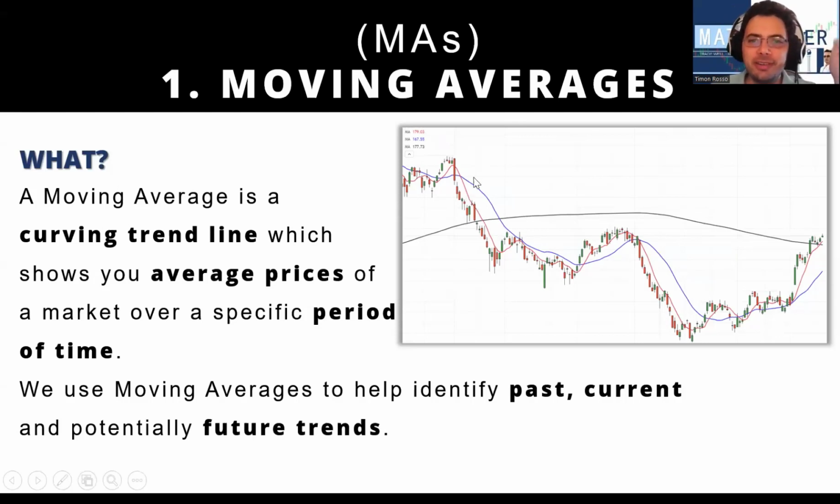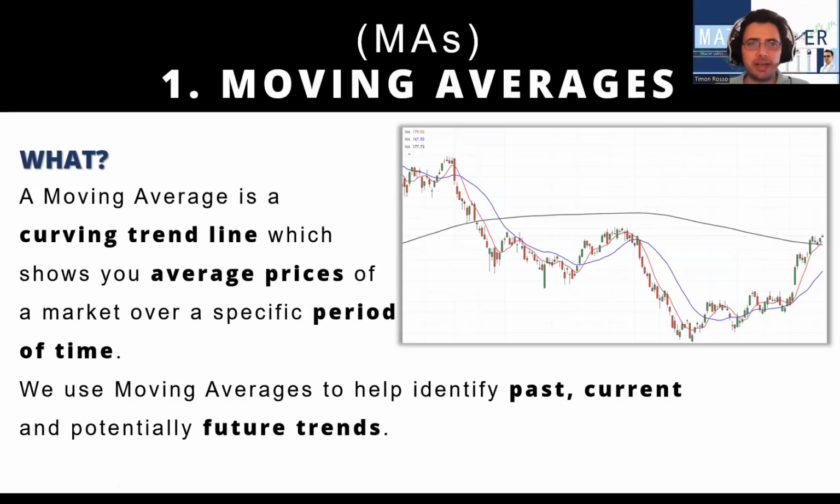A moving average, so it's these squiggly lines, is a curving trend line which shows you the average prices. Each point of the moving average shows you the average prices of a market. It can be any market: stocks, indices, commodities, Forex, crypto, over a specific period of time. This is a time frame that we chose, say daily, and it makes up the average prices over a certain number of days. We're going to use simple moving averages, because I understand them better.